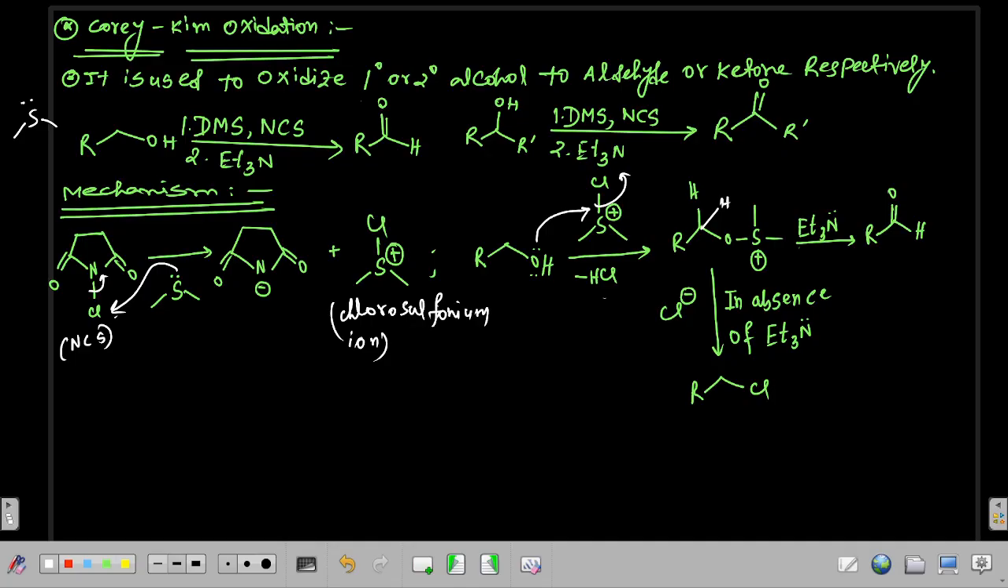Now in the presence of a base, that is triethylamine, it will abstract this proton, this bond will break and this bond will break, and it leads to the formation of aldehyde. And in the absence of a base like triethylamine, in our reaction medium we have chloride ion, so chloride ion will attack this intermediate and it leads to the removal of DMSO, and the formation of alkyl chloride.